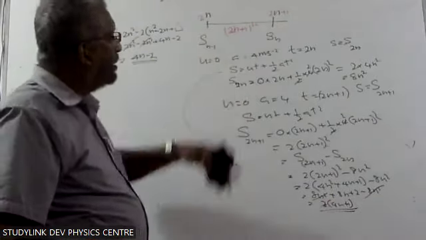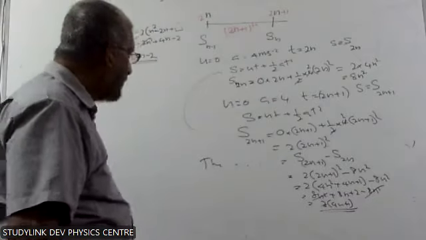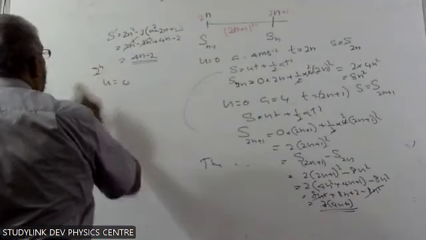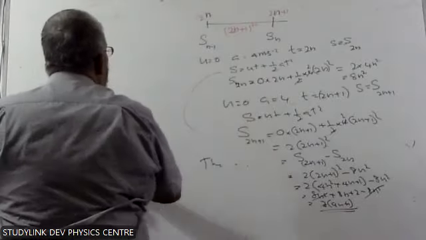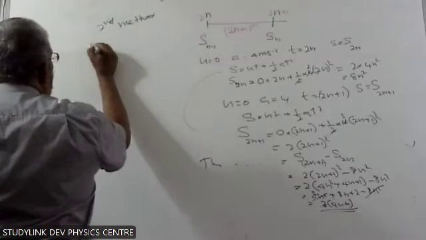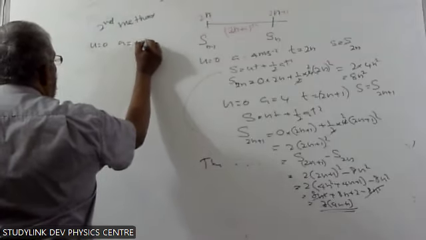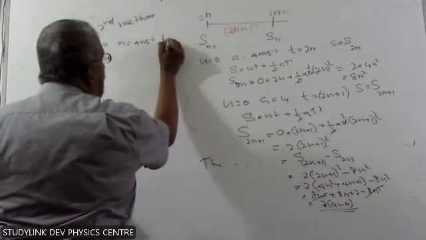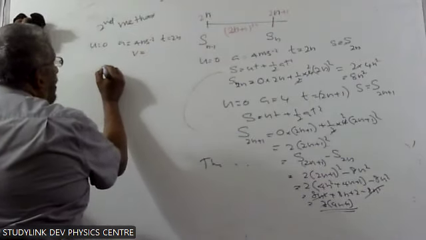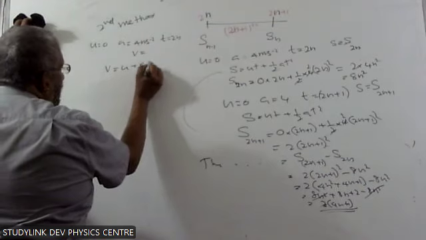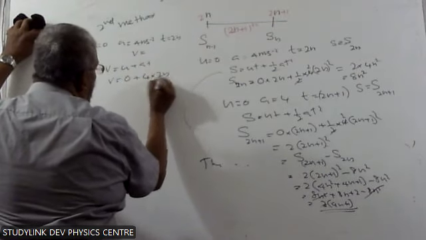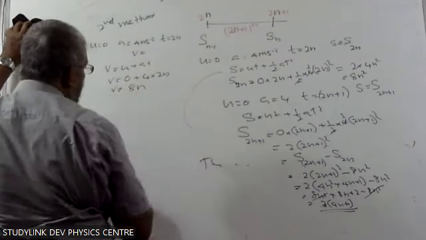You can use the other method also. We can find the velocity. We'll say the second method, velocity. U is equal to 0, a is equal to 4 m/s², t is equal to 2n, and find v. Then v equals u plus at. v equals 0 plus 4 into 2n. v is equal to 8n.